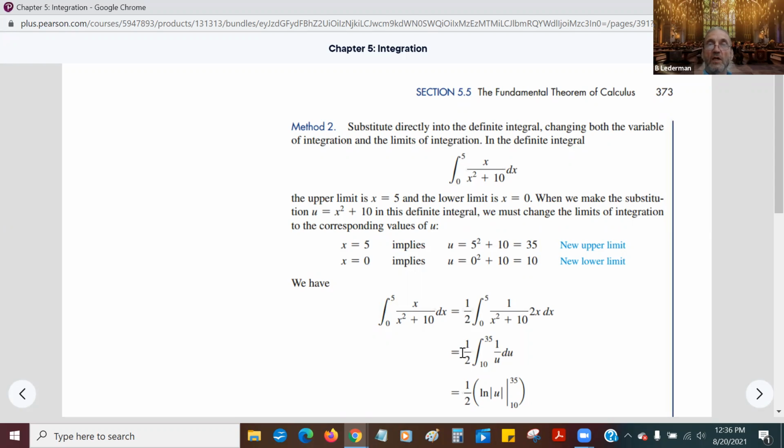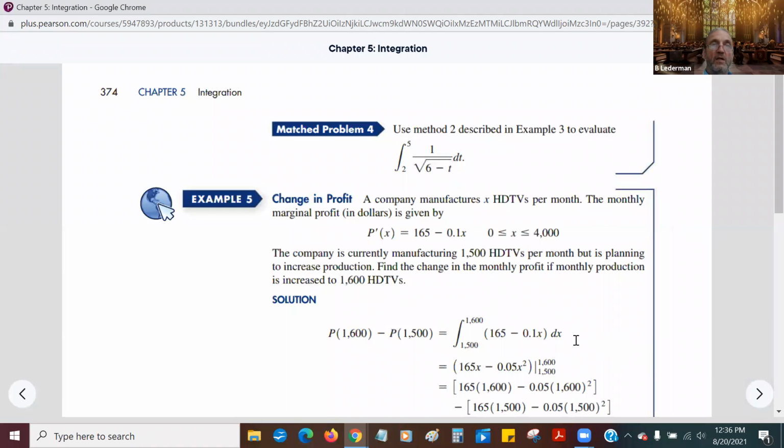So all I got to do is write 1 half the integral from 10 to 35 of 1 over u du, which is 1 half ln u, evaluated between 35 and 10. This means evaluated between 35 and 10. Now I just do the subtraction. And as you see, I'm going to get the same numbers. Oh, that's weird. Where's the rest of it?